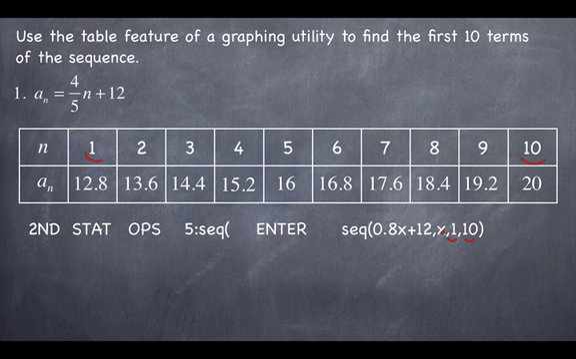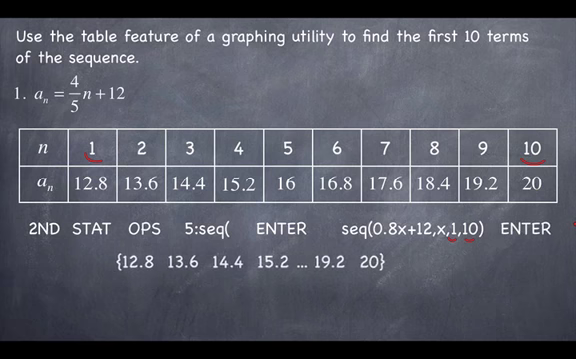Why do we type in this x? Because it's the x value that keeps changing: 1, 2, 3, 4, all the way to 10. Once you do that, press enter, and then you should have this on your screen. 12.8, 13.6, which are the answers that you see here.